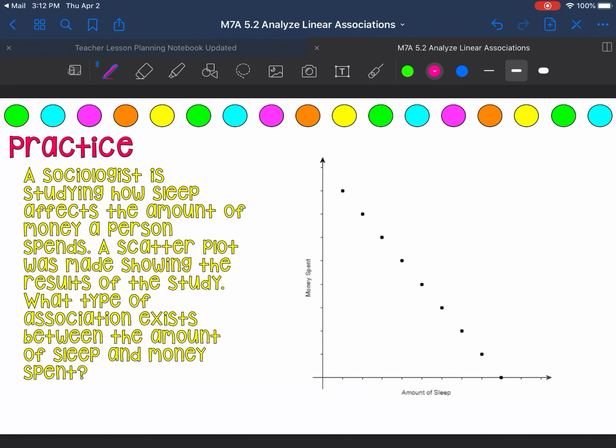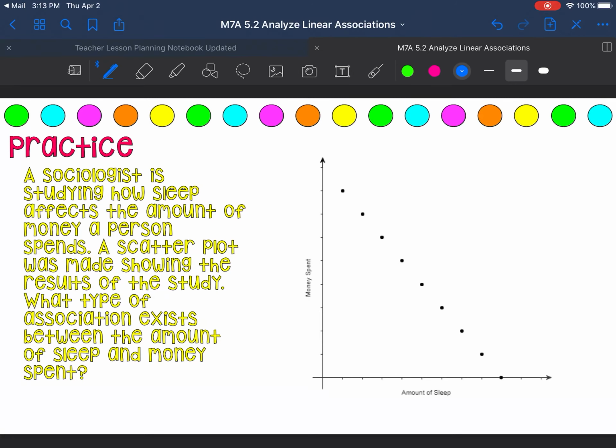All right, guys. So let's take a look at this one. A sociologist is studying how sleep affects the amount of money a person spends. A scatter plot was made showing the results of the study. What type of association exists between the amount of sleep and money spent?